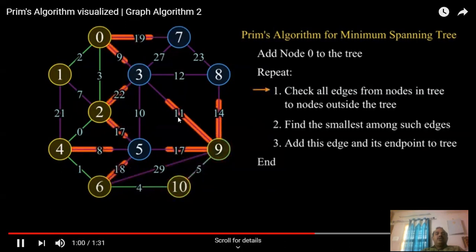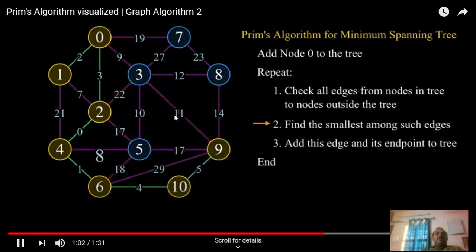The next one is, which is the smallest element? 8. Next one it will be 8. Okay. Search all the edges: 9, 0 to 9, 3, 9. Okay. The next one is 4, 12. Okay. The next one is 19.